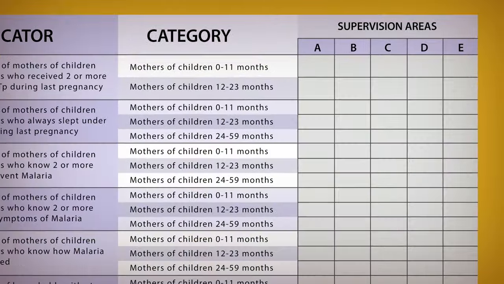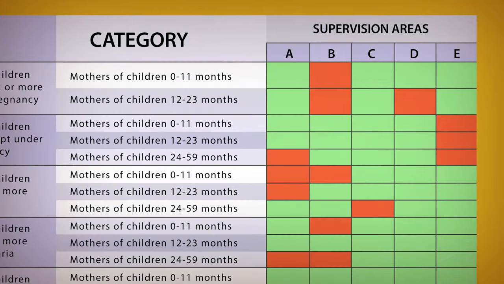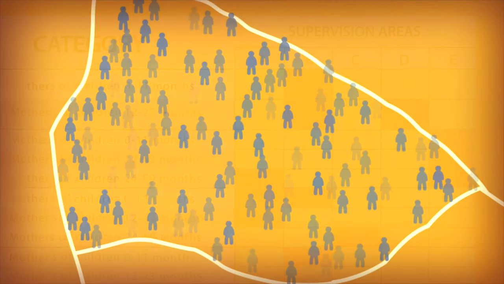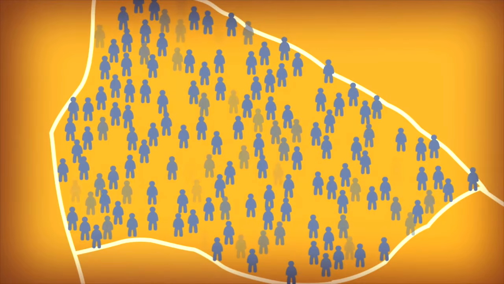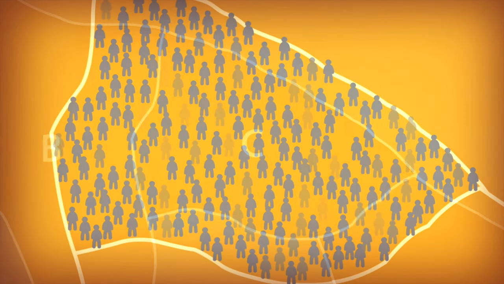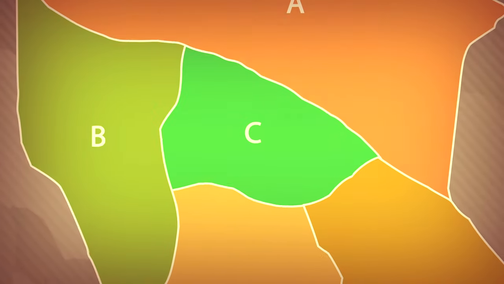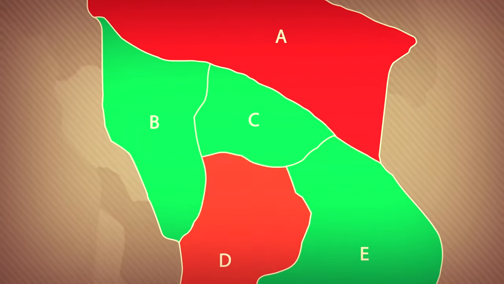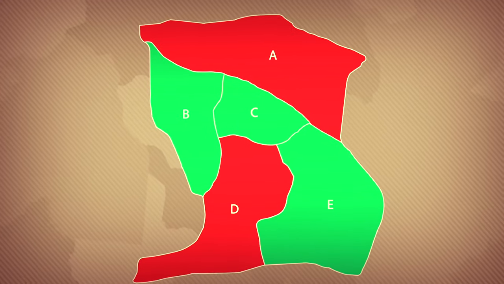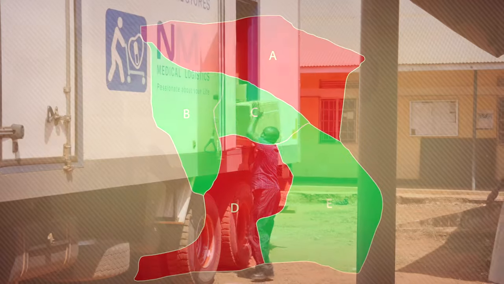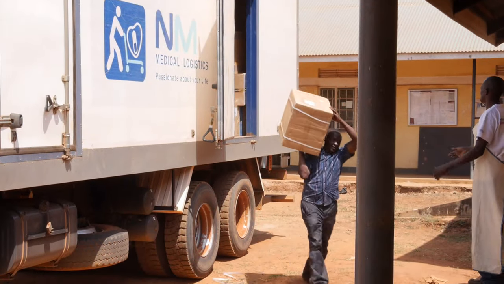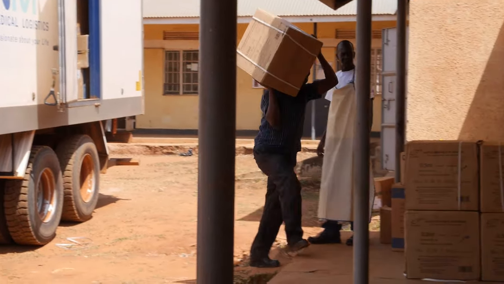LQAS is all about setting priorities. We don't need to know exactly how many people are affected by our program. We just need to know, is the supervision area reaching its targets or is it well below them? If you can answer these questions, then you can distribute your limited resources in the best possible way.